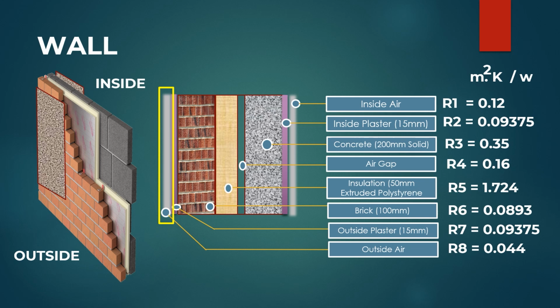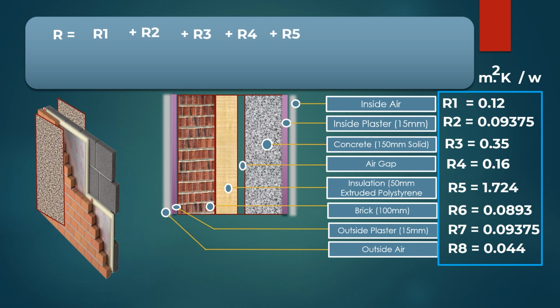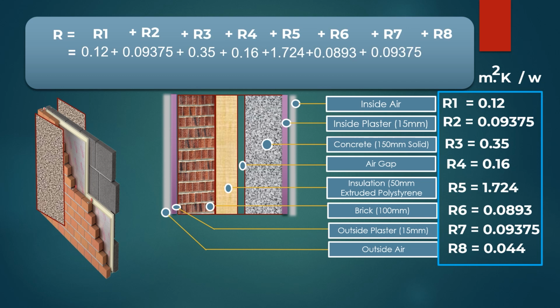So the total resistance we can calculate. Total resistance R equals R1 plus R2 plus R3 plus R4 plus R5 plus R6 plus R7 plus R8. Now if we put in the values of R1 to R8, we get 0.12 plus 0.09375 plus 0.35 plus 0.16 plus 1.724 plus 0.0893 plus 0.09375 plus 0.044. If we add these values, we get the total resistance equal to 2.6748 meter square K per watt.